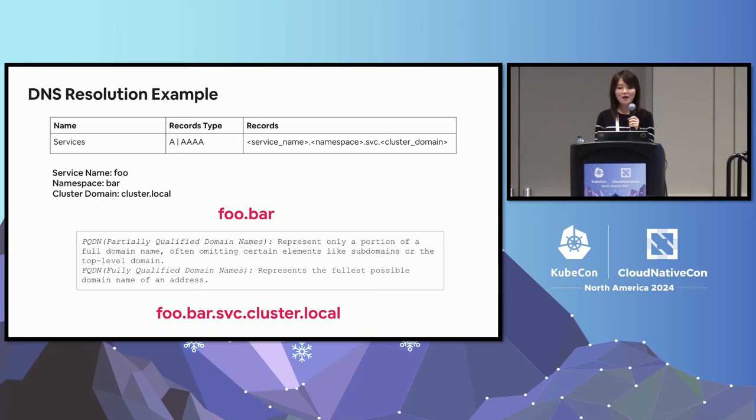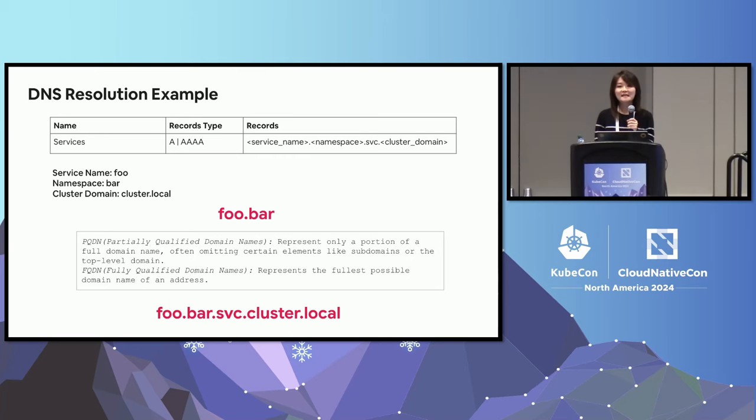Kubernetes defines the DNS record of a service in the format of service name dot namespace dot svc dot cluster domain, which can be resolved to the service cluster IP, which is a virtual IP within the range of the cluster service IP range. Example: the service name is foo, the namespace is bar, and the cluster domain is cluster.local. The service PQDN is foo.bar, and the FQDN is foo.bar.svc.cluster.local.